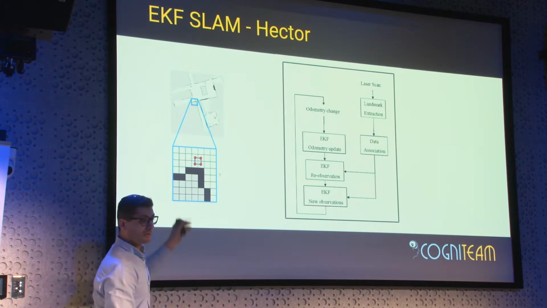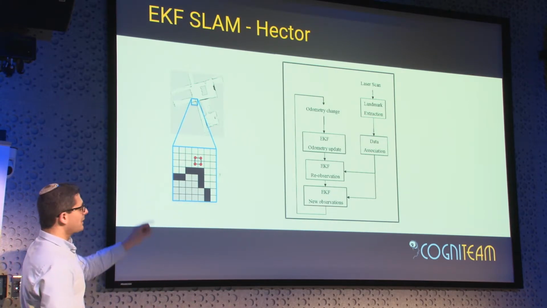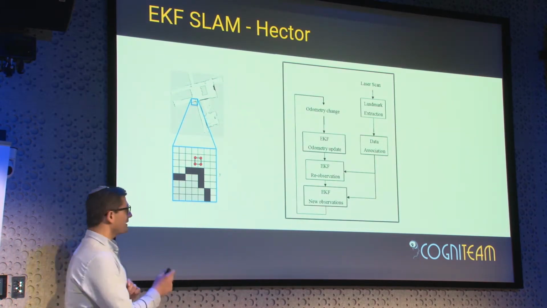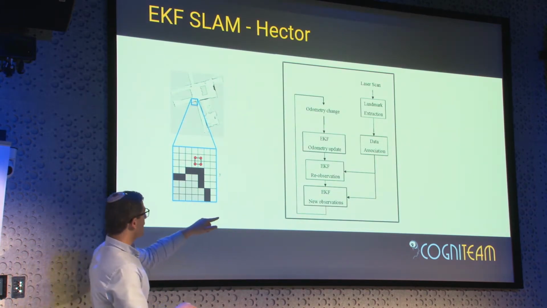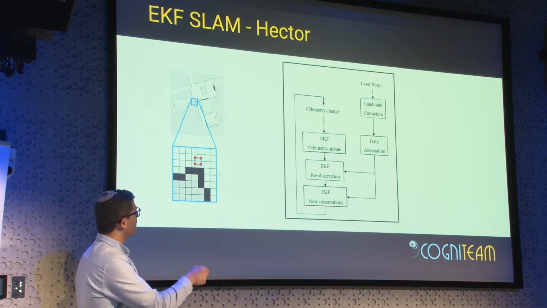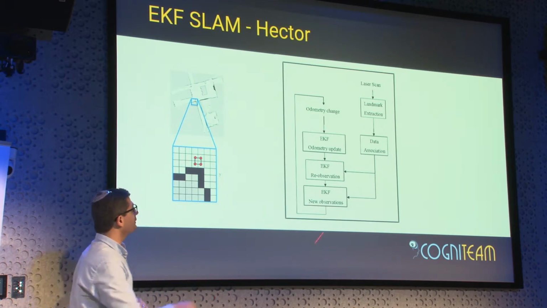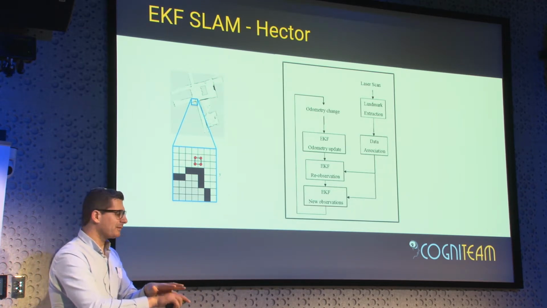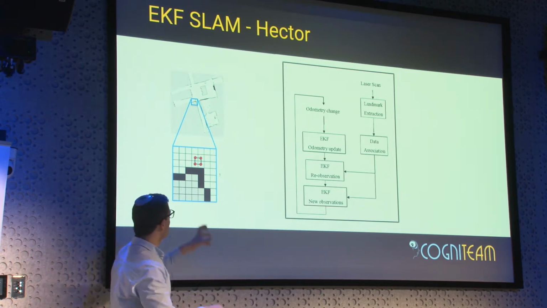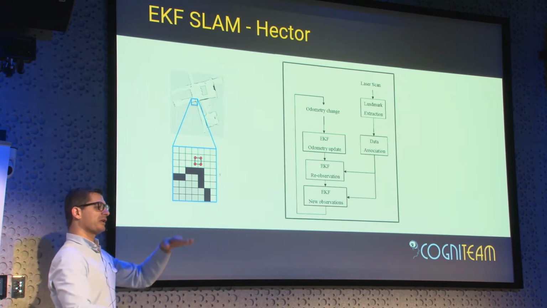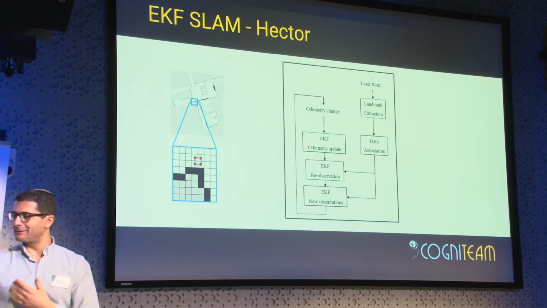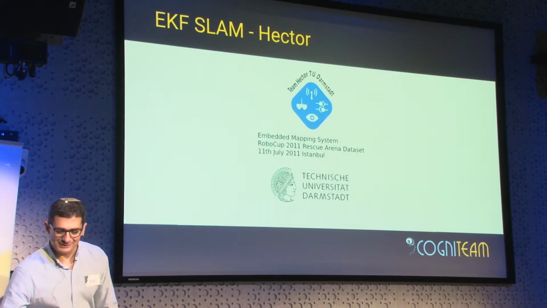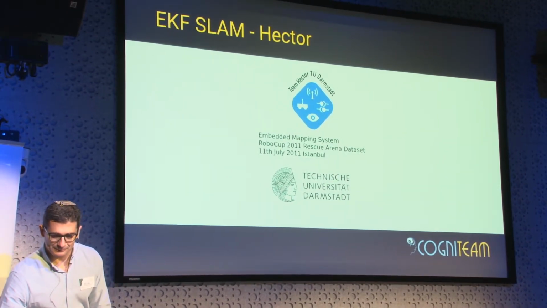Hector SLAM, what it does, it has its own location. It's not particle based. It has its own location, a single one, and it gets the information from the IMU, enters it into a Kalman filter, gets the lidar scan, and finds the best accurate fit. It also enters that into a Kalman filter. It gets its accurate location. You do it by pyramid. I can't explain because I have to show a few other things. This is Hector SLAM.